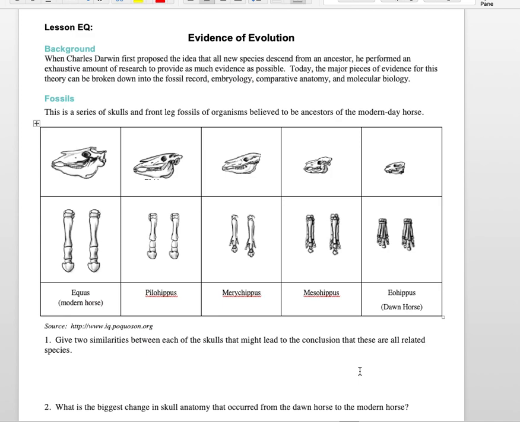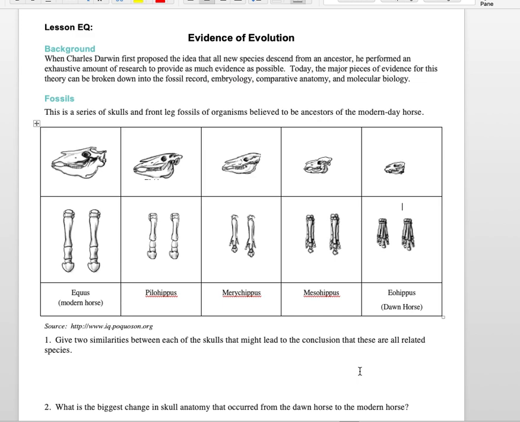We're going to talk about evidence of evolution. I'm sure all of you know about Charles Darwin. This document is, by the way, posted on the e-class page for today's lesson. When Charles Darwin first proposed the idea that all new species descend from an ancestor, he performed an exhaustive amount of research to provide as much evidence as possible.